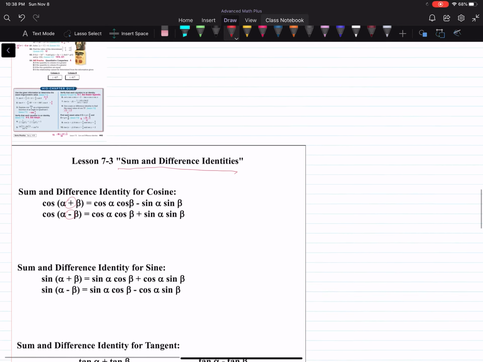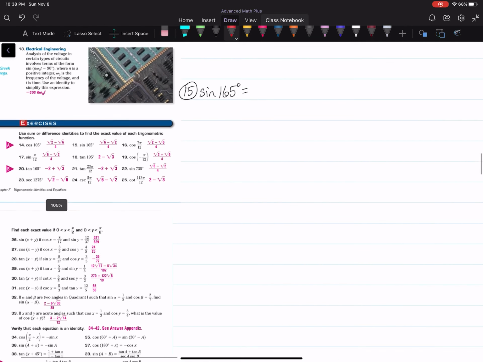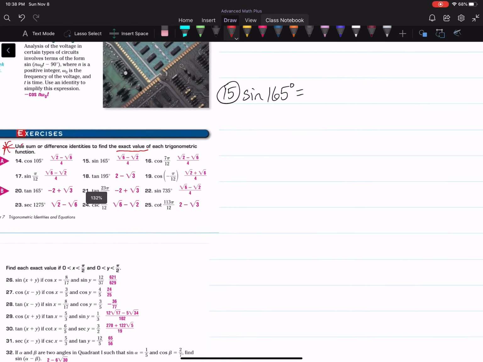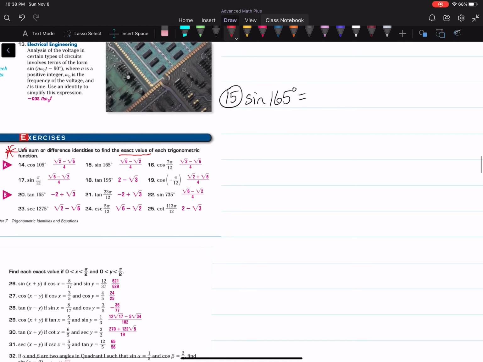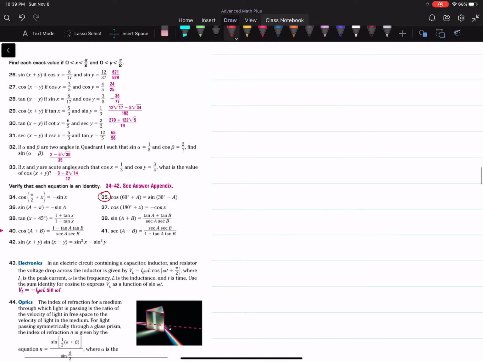We're going to do some problems where these would come in handy. And the directions here say use the sum or difference identities to find the exact value. I have the teacher's edition here, so you see the answers. So let's figure out how they got these answers. We'll do 15 and 17 and 19 and 21. And then we'll probably skip down and do 35, 37, 39, and 41.